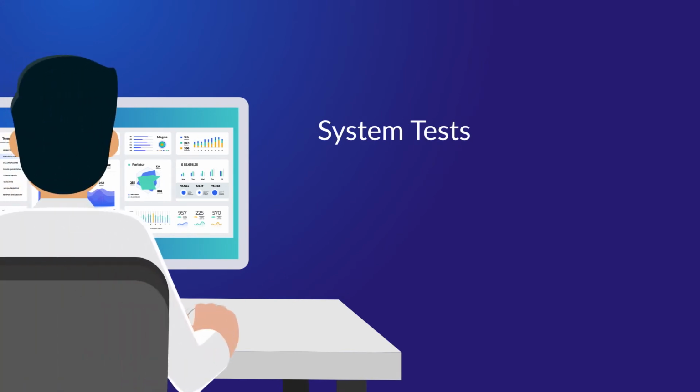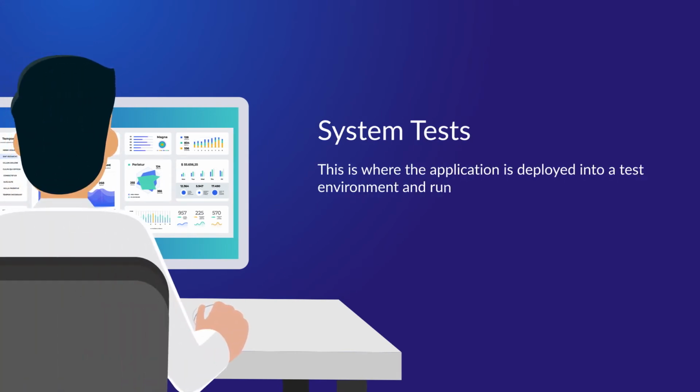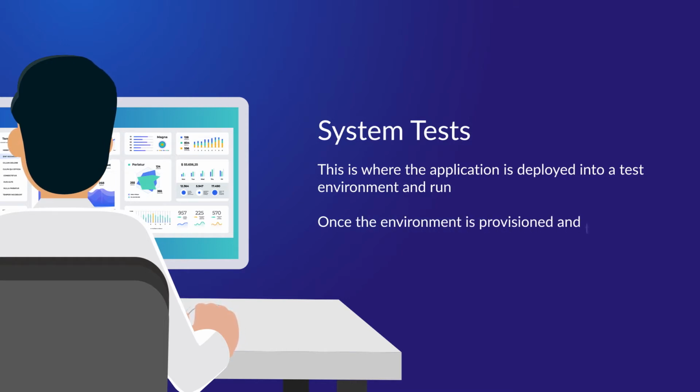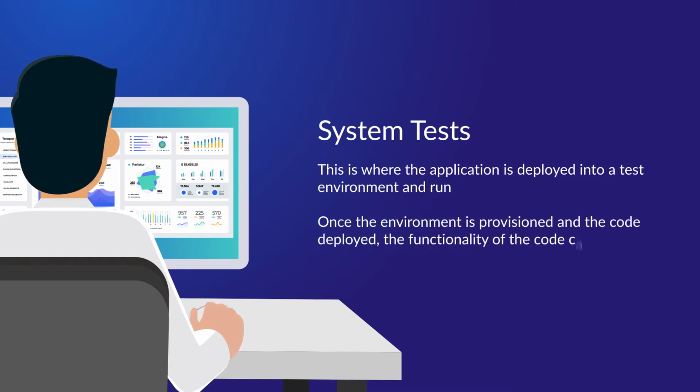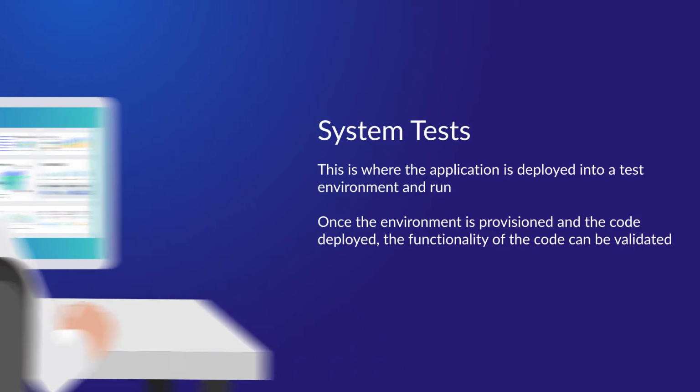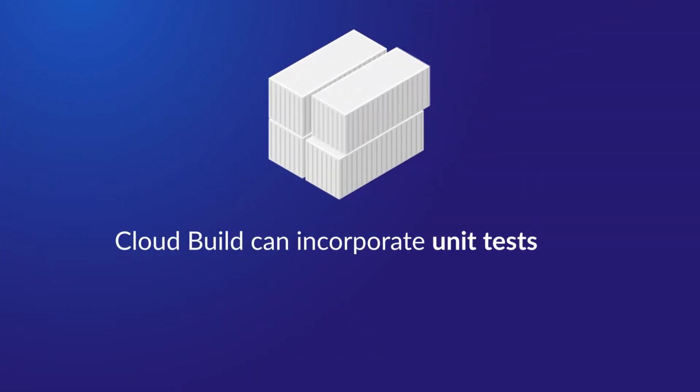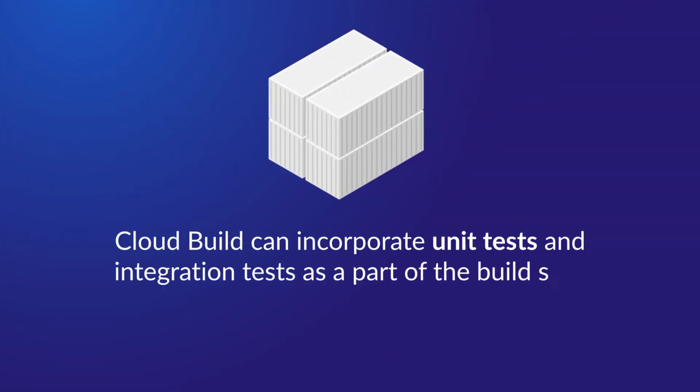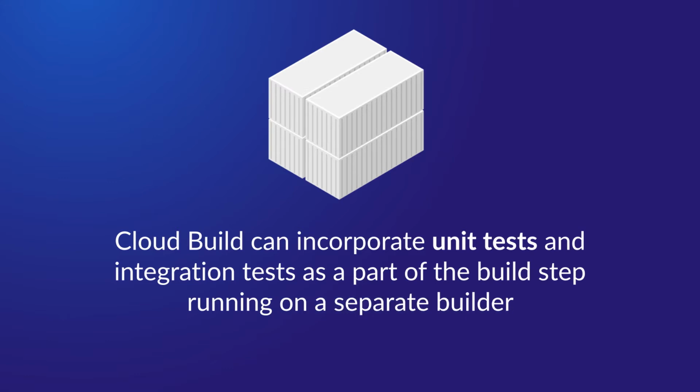System tests. This is where the application is deployed into a test environment and run. Once the environment is provisioned and code deployed, the functionality of the code can be validated. Cloud Build can incorporate unit tests and integration tests as part of the build step running on a separate builder, but to run system tests, you'll need to add a separate deployment into your configuration file.